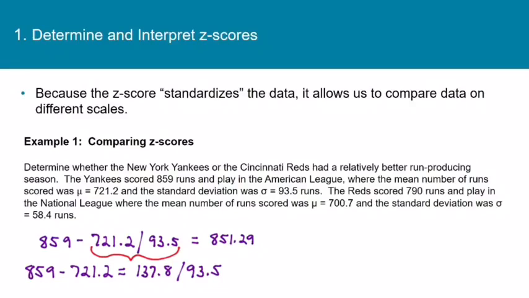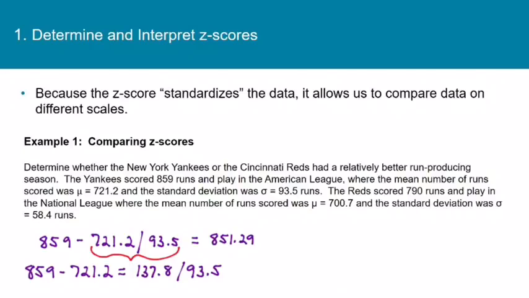And here's another thing that I see people doing. They'll try to break the calculation into two steps. They'll say 859 minus 721.2 is 137.8, and then they'll tack on this divided by 93.5. And I think what they're trying to do is escape the problem that they see here. But the problem with this is it's just not true. This says that 859 minus 721.2 equals 137.8 divided by 93.5. It doesn't. It just equals 137.8.